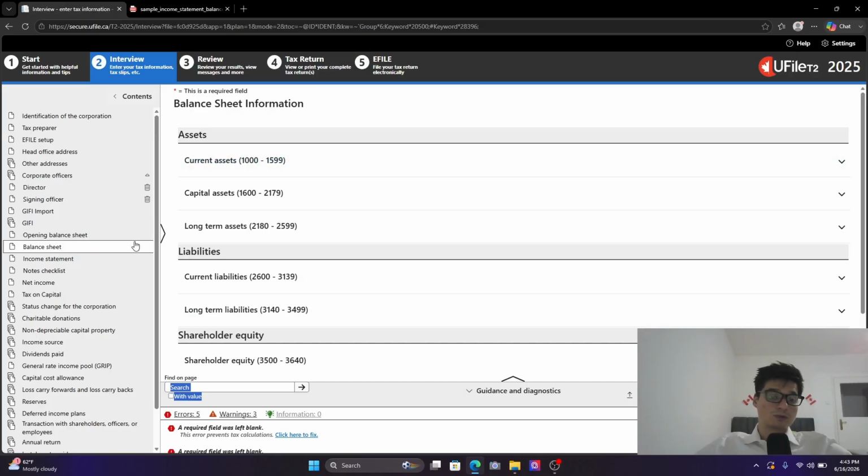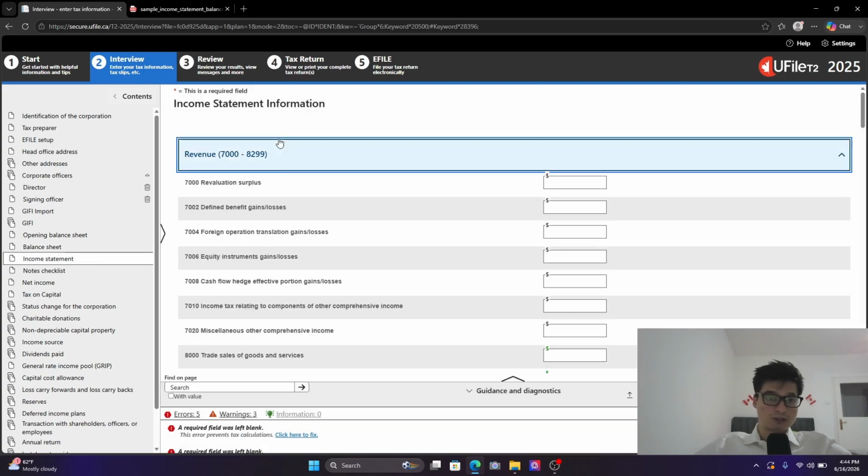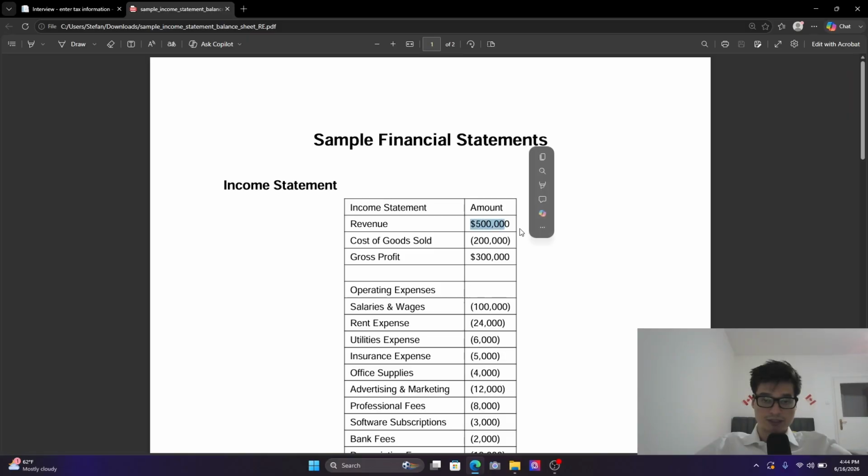So what we're going to do first, when you go through it, you'll notice that you're going to get a bunch of errors here. You're going to get 5 and they're going to continue to grow, but you're going to get this income statement first. So you're going to go through the income statement and you're going to find, okay, it's 500,000.